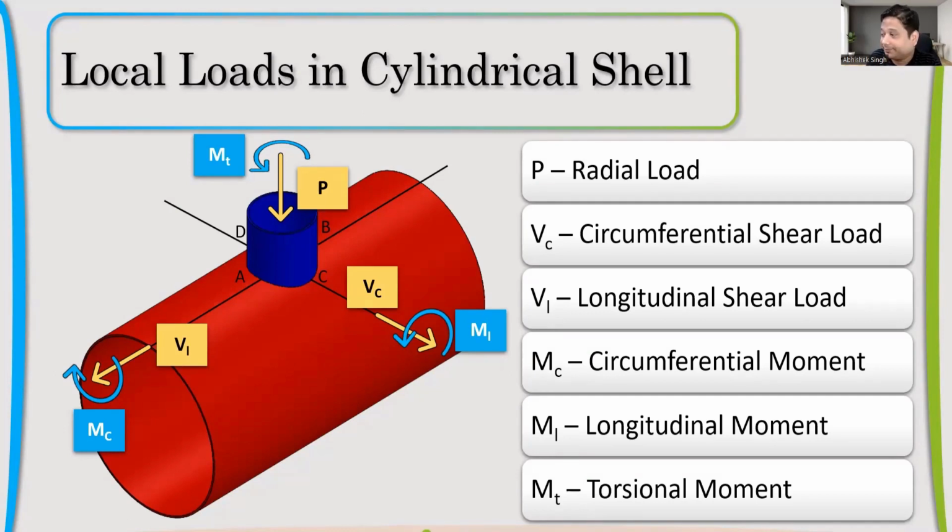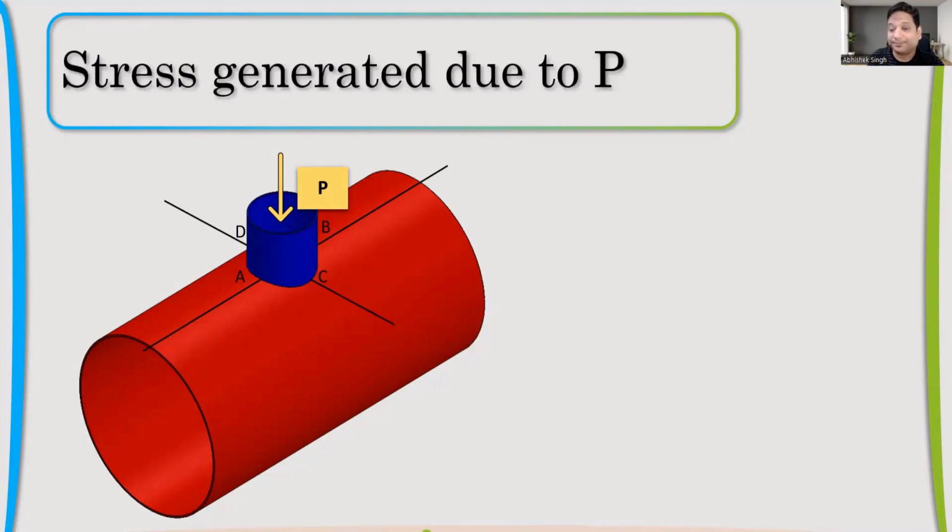Apart from that, MC, yes, and also ML. So these are the three: P, MC, and ML. Apart from that, VC, VL, and MT. These are the loads which will create shear. Okay, great. Now we know the different loads.